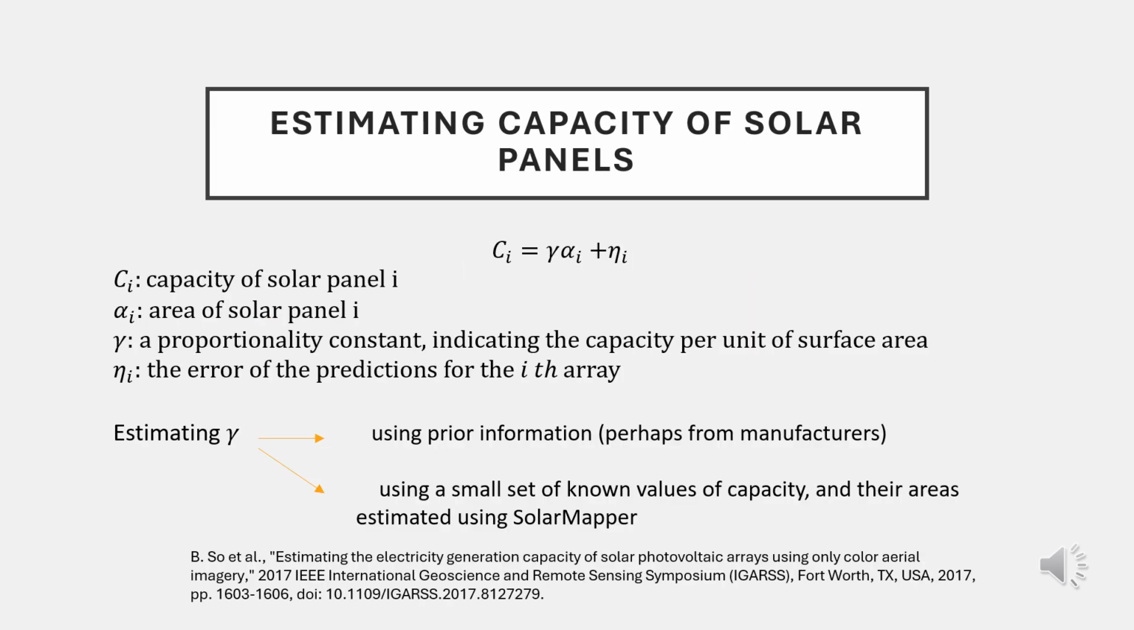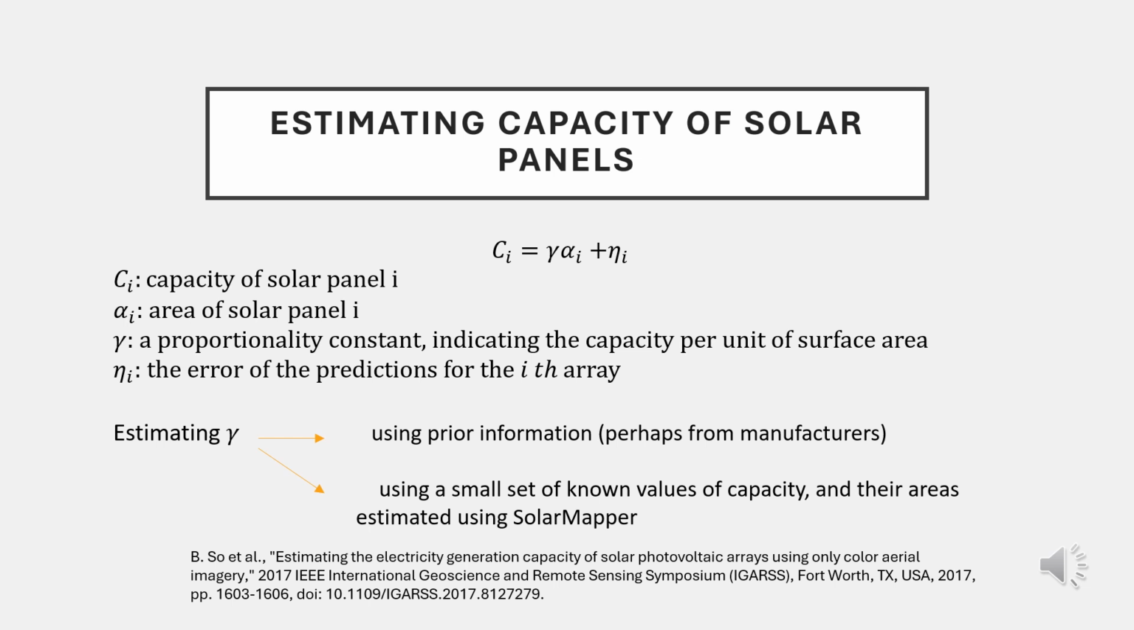Next, we were interested in estimating the capacity of solar panels to give us insights into the energy generation in the region. Unfortunately, we don't have any data about solar panel installations or any of their characteristics. The only information we have about them is their area, which we can calculate from their annotations on the overhead imagery. There are some research papers that discuss methods to estimate the capacity of solar panels based only on their area. They concluded that there is a linear correlation between the two variables.